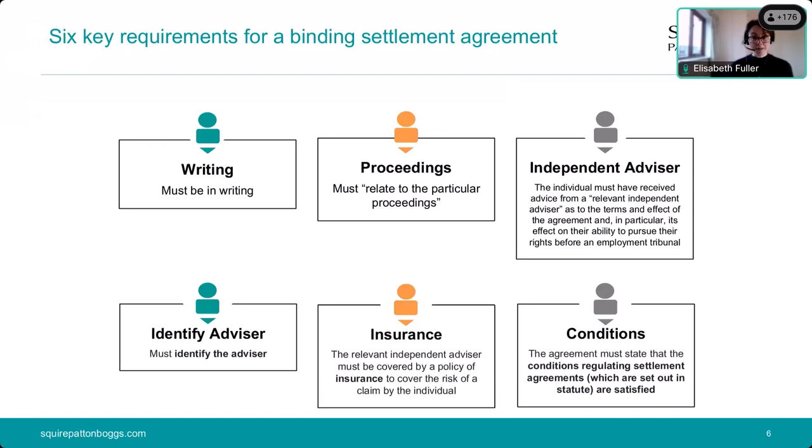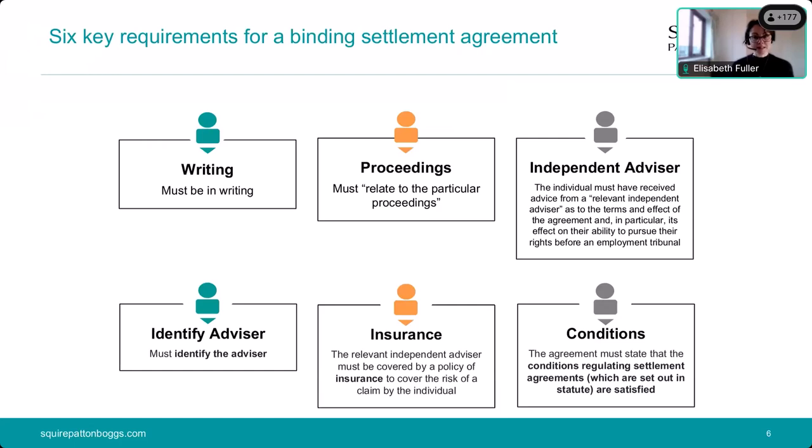The third key requirement is that the employee entering into the settlement agreement has to receive advice from an independent legal advisor as to the terms and effect of the agreement in order for it to be binding. Now, in particular, they need to have received advice on the effect of the agreement on their ability to pursue their rights in an employment tribunal. In other words, the employee has to have taken legal advice to enable them to understand what rights they are giving up by signing the settlement agreement.